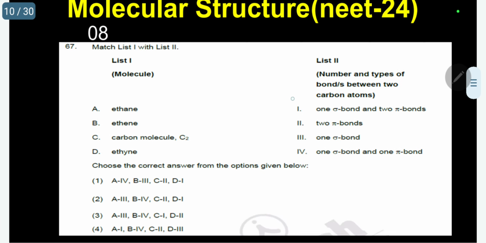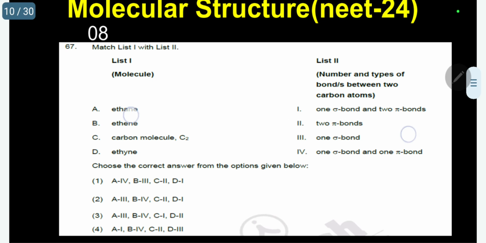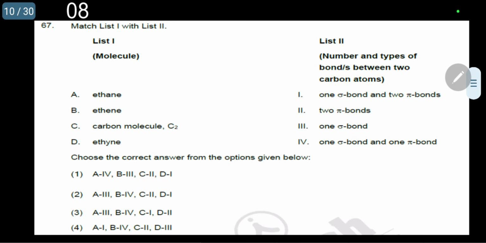Now question number 7. Now here, kindly follow. Match list 1 with list 2. In list 1, 4 molecules are given: A, ethane; B, ethene; C, C2 molecule; D, ethyne, acetylene. And in list 2, the number and types of bond, sigma or pi, between the 2 carbon atoms only. That is given on the right side.